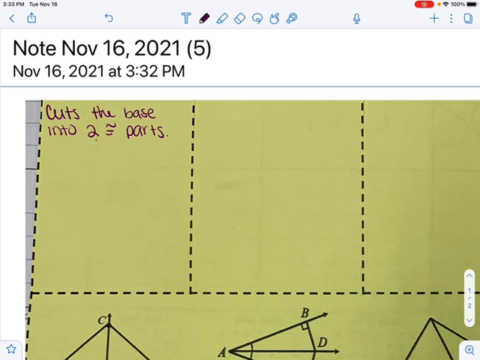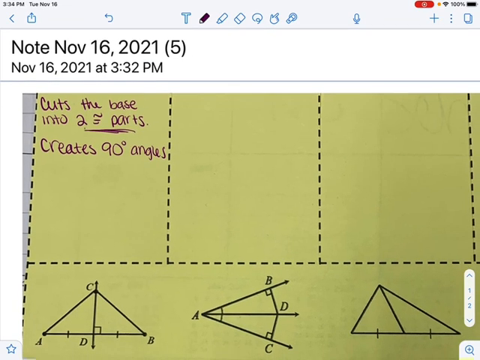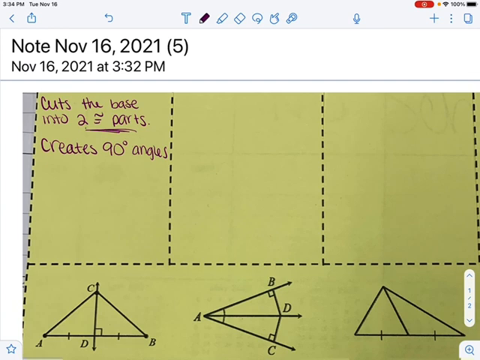When it's doing that, it also creates 90-degree angles. And the 2 parts, don't forget, are congruent. So 2 congruent parts. I'm actually going to underline that. Oh, and sorry, last but not least, it creates 2 congruent sides also, and I'll explain that here in a second.